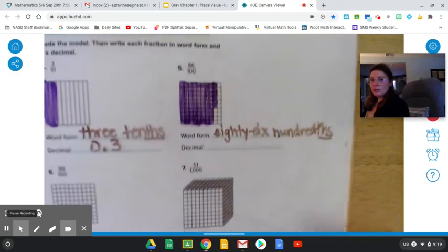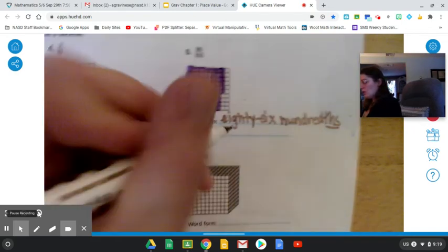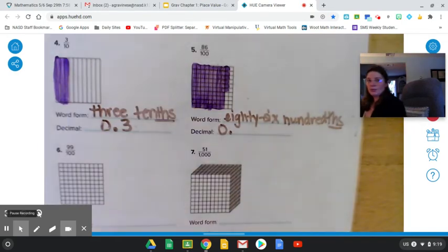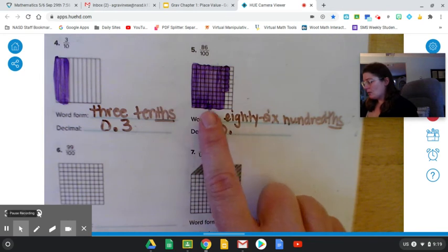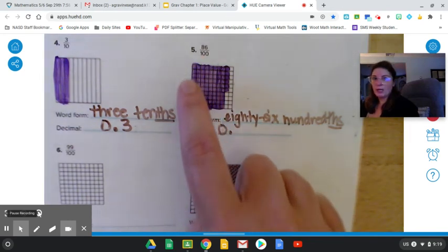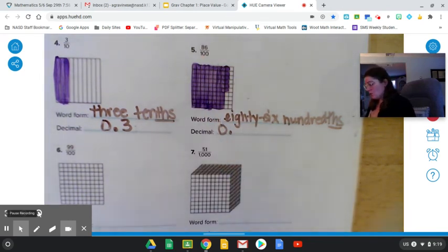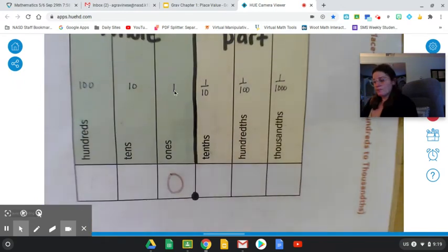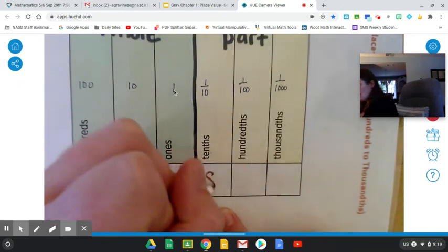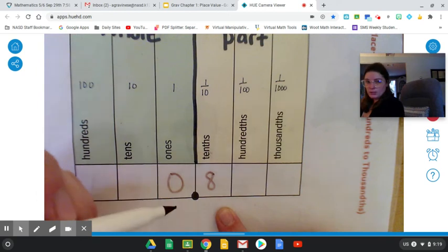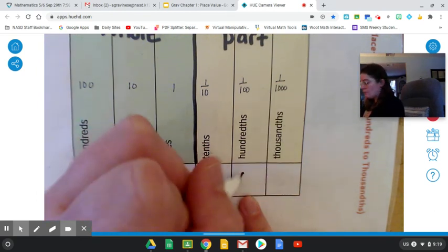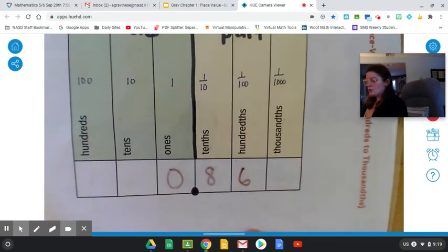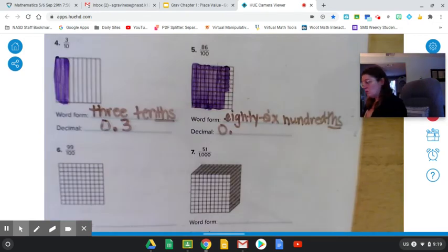Now, how does that look as a decimal? We didn't color in the whole thing, so we know it's a 0 point. And we had 8 of those groupings of 10. We had 8 whole columns. So on my place value chart, I had 8 of those tenths columns. And then how many extra hundredths did I have? 6. So our decimal is 0.86.